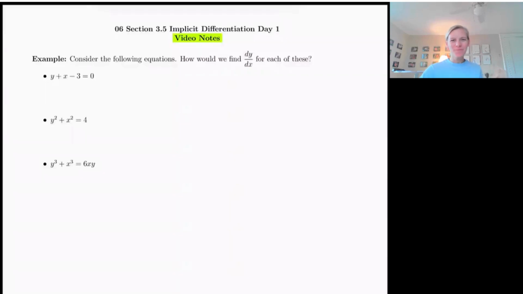We're going to learn something called implicit differentiation, which is really just a fancy application of the chain rule, although it might not look that way to you. So before I talk about implicit differentiation, let's think about these two statements.